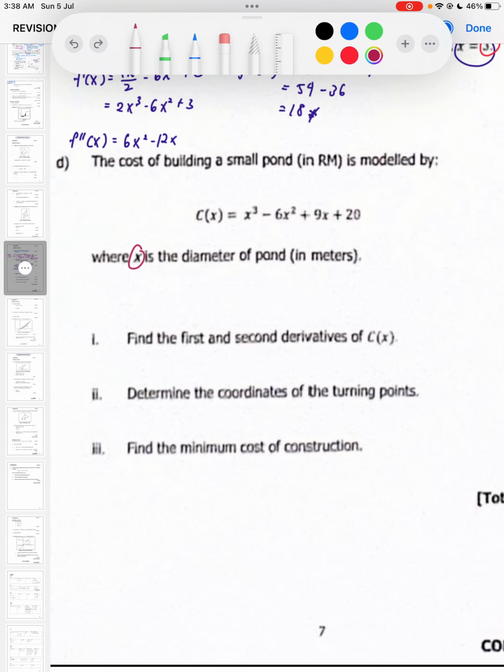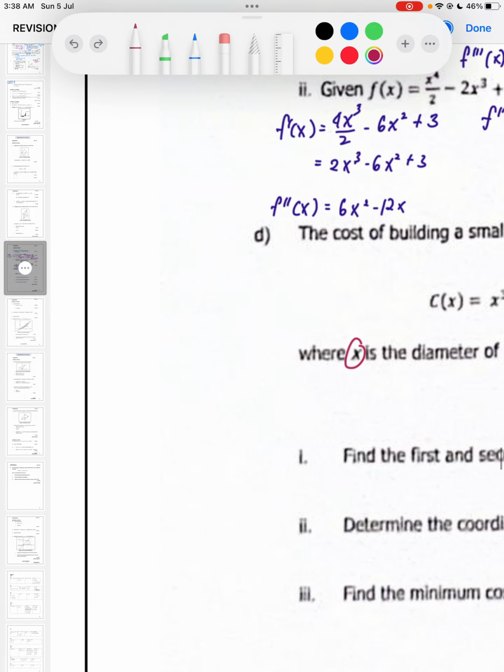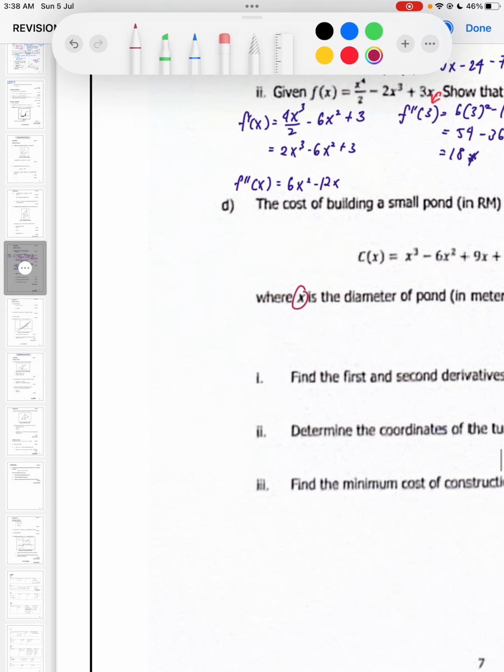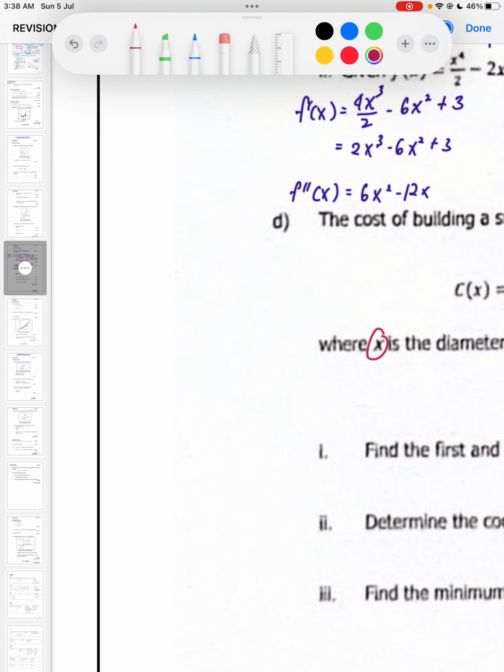Okay, so first find the first and second derivatives of C(x). Earlier, like I said, if they give you something like C only, then you are supposed to write dC/dx. But if they give you a function type C(x), then you need to write C prime x. That is how the writing of the equation works in differentiation. So let's do that.